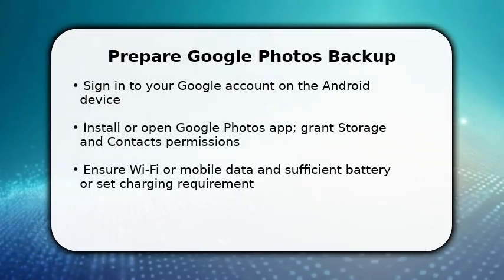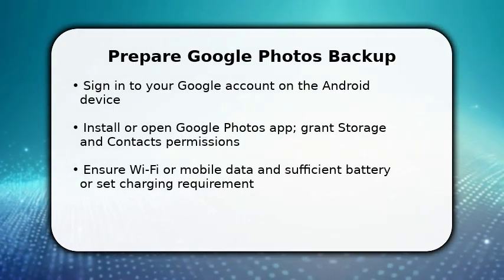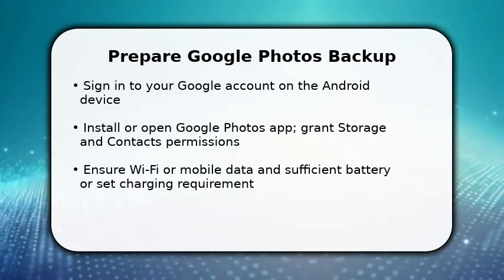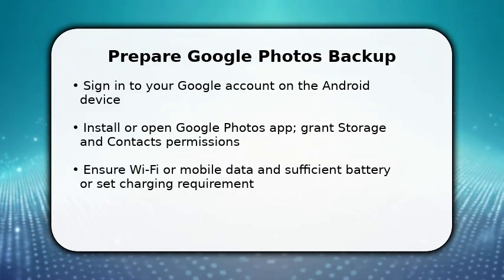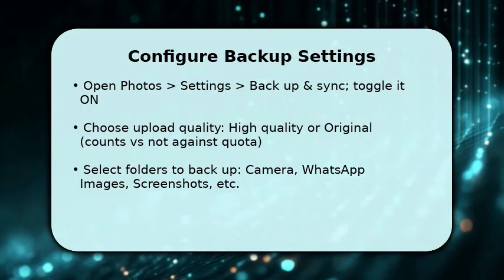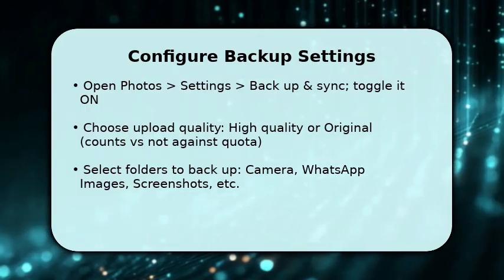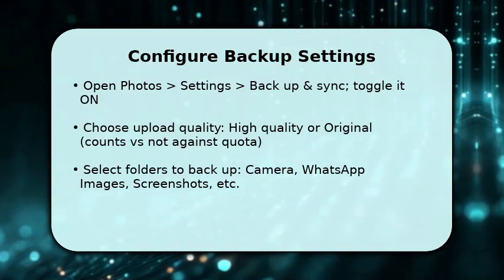Make sure you have a stable Wi-Fi connection or enable mobile data uploads, and consider requiring charging to avoid battery drain. This step prevents partial uploads and explains why immediate action matters. Once done with permissions, go to Settings and turn on Backup and Sync so uploads start automatically. This is the core toggle that controls the whole process.